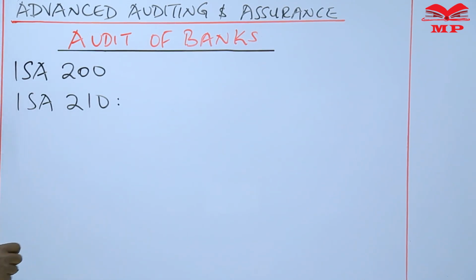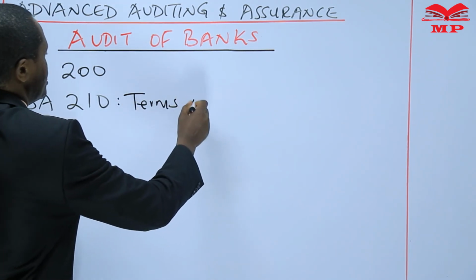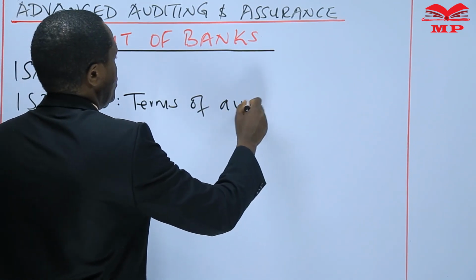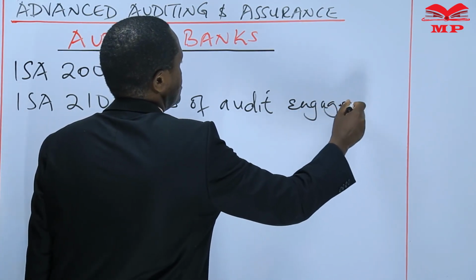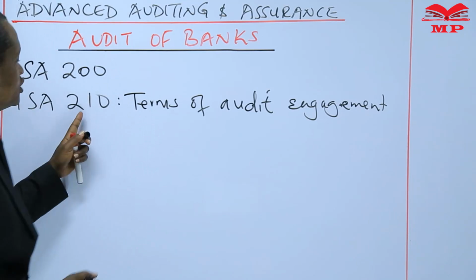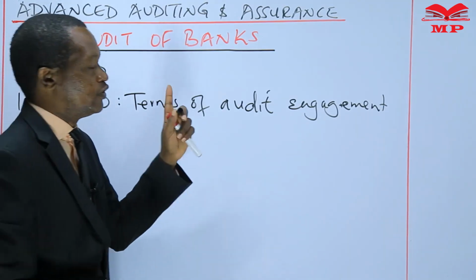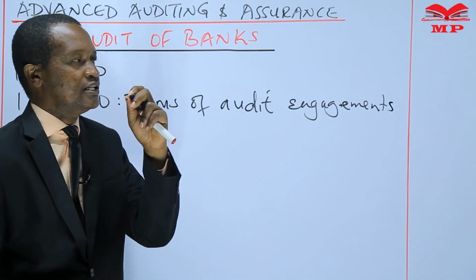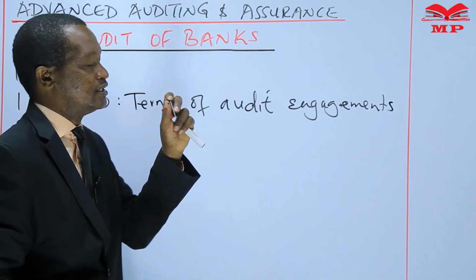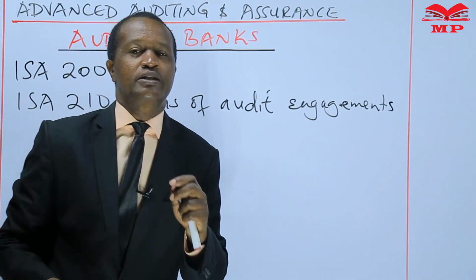How about ISA 210, which is in relation to terms of audit engagement? ISA 210, terms of audit engagement. Candidates, the engagement letter documents and confirms the auditor's acceptance of the appointment.